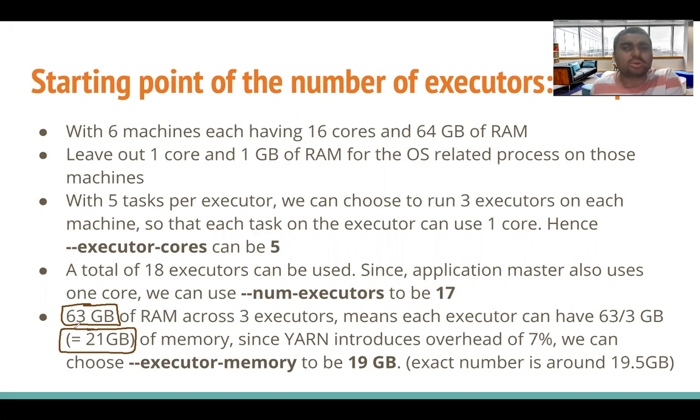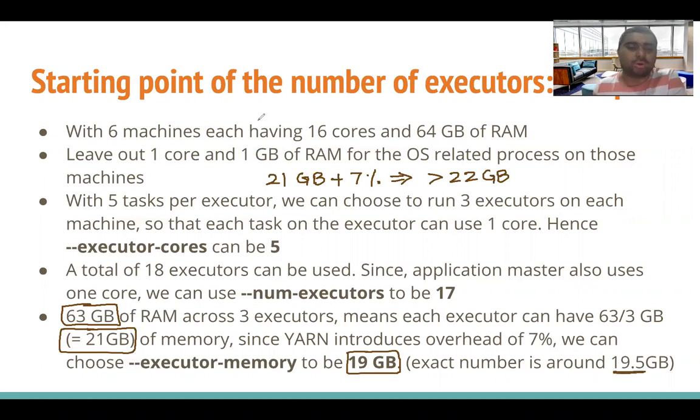So don't request 21 GB of memory, because when you try to request 21 GB of memory, YARN is going to add by default 7% overhead, and the request will end up being more than 22 GB of RAM. So if you want to divide 63 GB of RAM evenly across 3 executors, then for each executor you have to request a bit more than 19 GB.